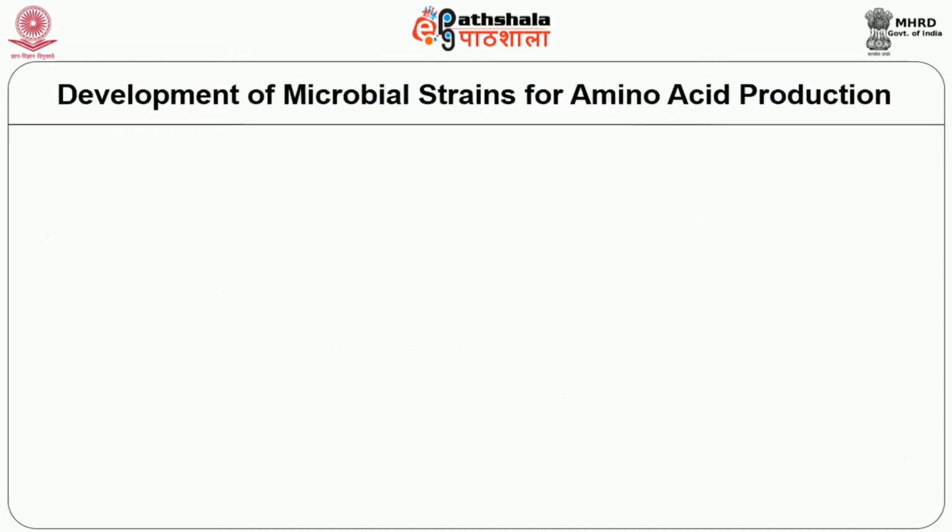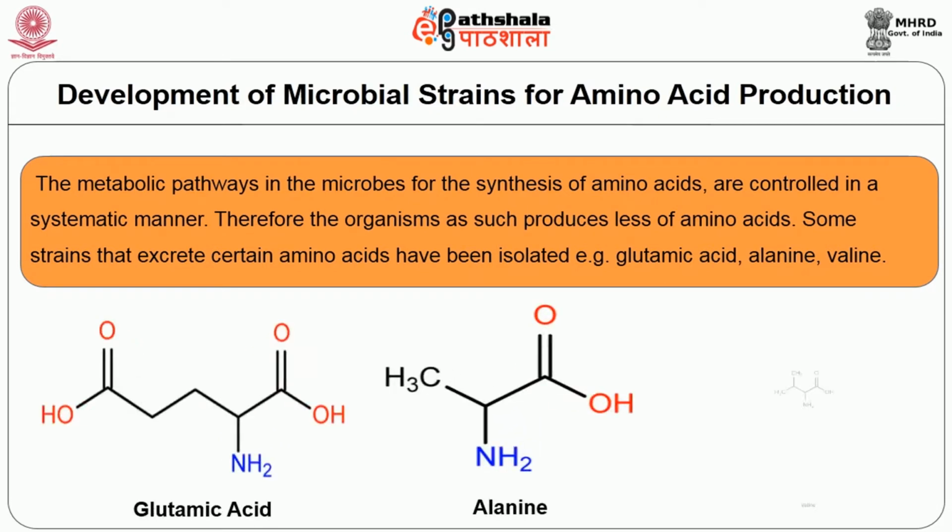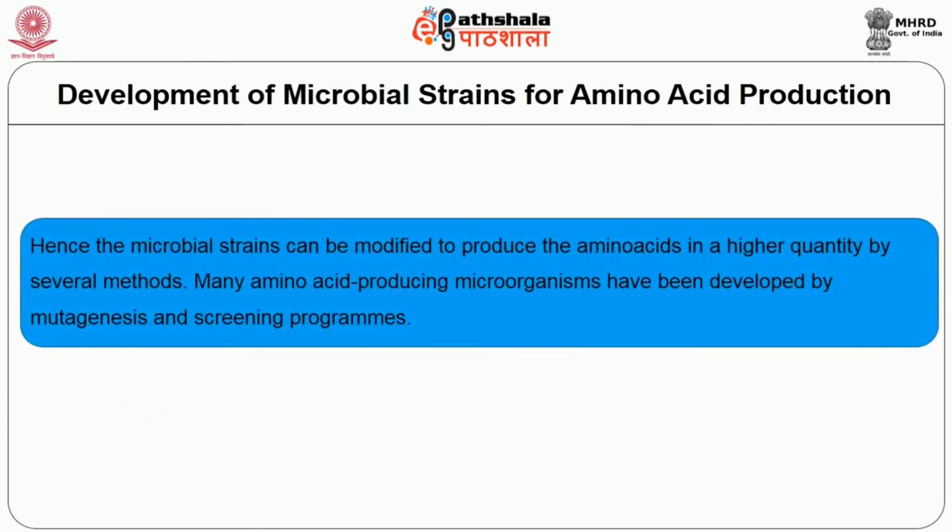Next, let us discuss the development of microbial strains for amino acid production. The metabolic pathways in the microbes for the synthesis of amino acids are controlled in a systematic manner. Therefore, the organisms as such produce only less amount of the amino acids. Some strains that excrete certain amino acids have been isolated. Example, glutamic acid, alanine and valine. Hence, the microbial strains can be modified to produce the amino acids in a higher quantity by several methods.